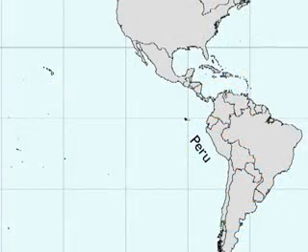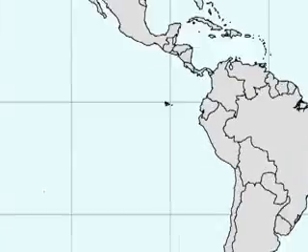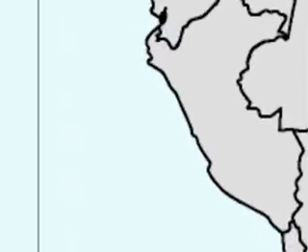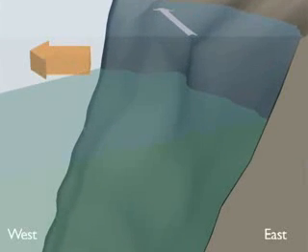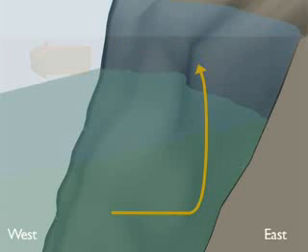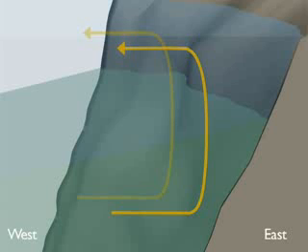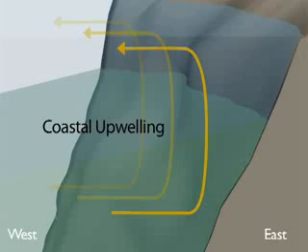Off the coast of Peru, equatorward winds force the surface of the water northward, and the Coriolis force pushes coastal waters westward and slightly northward. As a result of the overall westward water motion, deeper water near the coast moves towards the surface. The movement of deeper water moving towards the surface is called coastal upwelling.